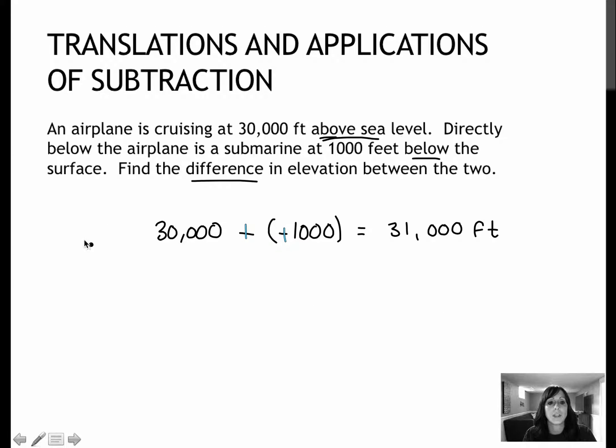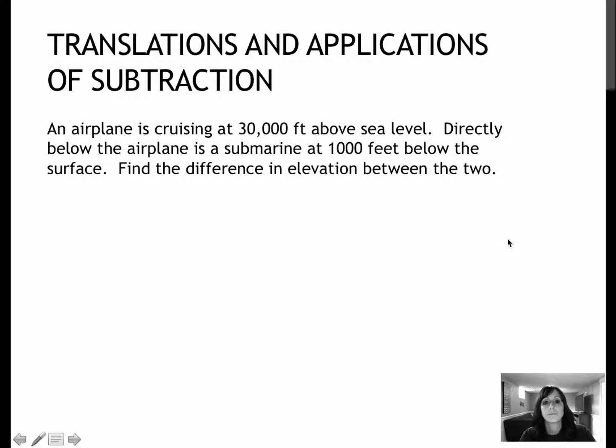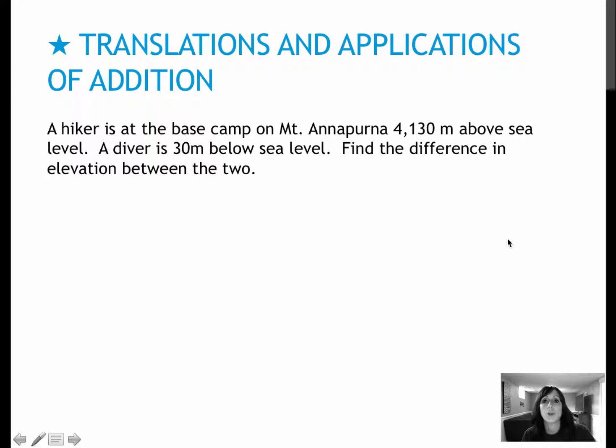So it might be helpful to think of this as, here's the surface, way, way, way up in the sky. This is 30,000 feet for the plane. And then below sea level is 1,000 feet. So if I were traveling this entire distance, that would be 31,000 feet. Try a similar question on your own, then press play to see how you did.